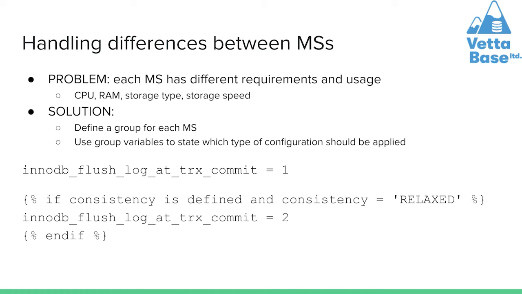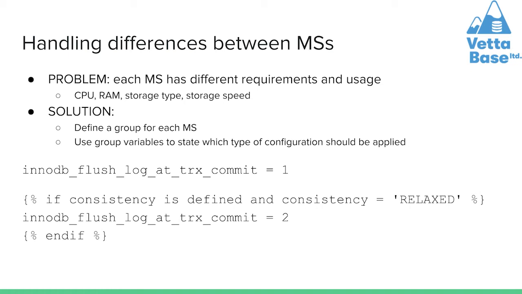So you can see in this example we define InnoDB flush log at transaction commit equal 1 because it's the default. But then we check if a variable called consistency is defined, and if it is, and the value is relaxed, then we will write in the configuration file InnoDB flush log equal 2. Okay, so again, the second occurrence will override the first.